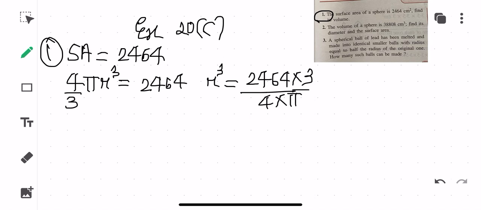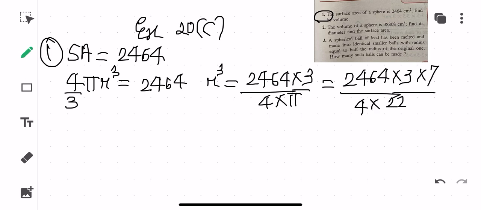So from this formula, pi you will be taking as what? Since they haven't specified that you have to take pi as equal to 3.14, so pi you will be taking as equal to 22 upon 7. So this will be equal to what? 2464 into 3 divided by 4 into 22, and 7 goes on the numerator. So what you will be getting? You will be getting the value of r cube. From there you will be calculating the cube root, so r you will be getting.